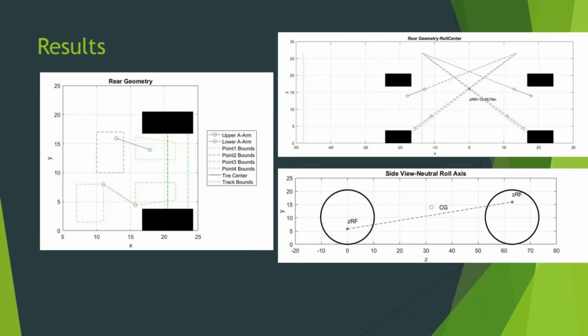the car. This slide shows similar pictures but for the rear geometry, showing the lower and upper bounds as well as the roll center height. And it also shows the side view roll axis, so it's got the roll center height from the front and the rear as well as the center of gravity location.